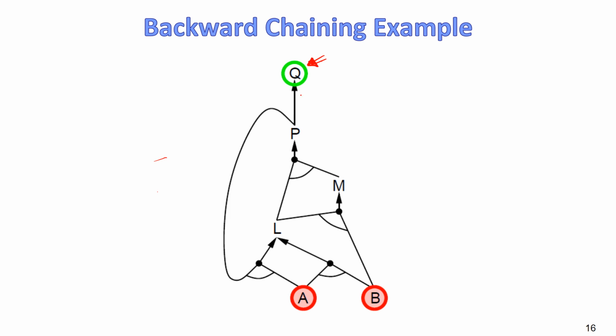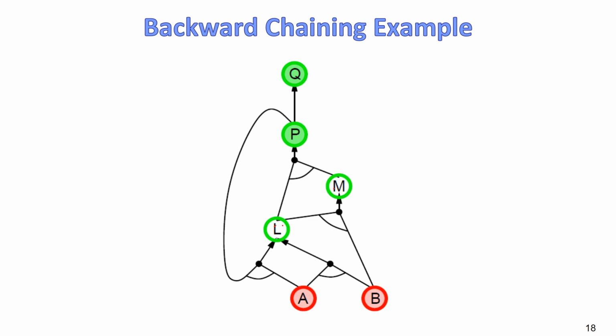Here we'll keep track of the symbols in a stack instead of a queue, because we do it recursively. So Q is now in the stack, we get it out, and once we get something out from the stack, we put its premises into the stack. Now Q has just one premise, which is P. So we add it to the stack. Now the stack has only P. We get it out to put its premises, which are L and M.